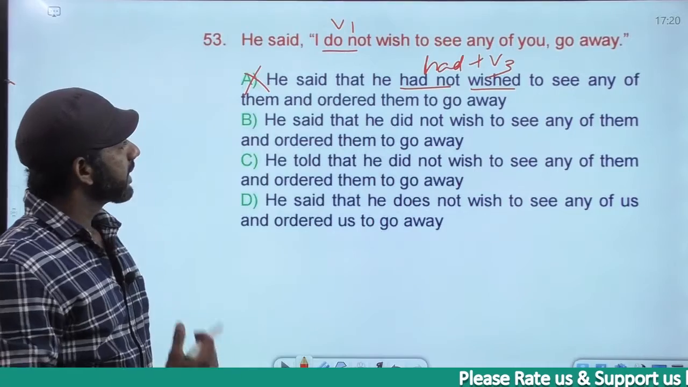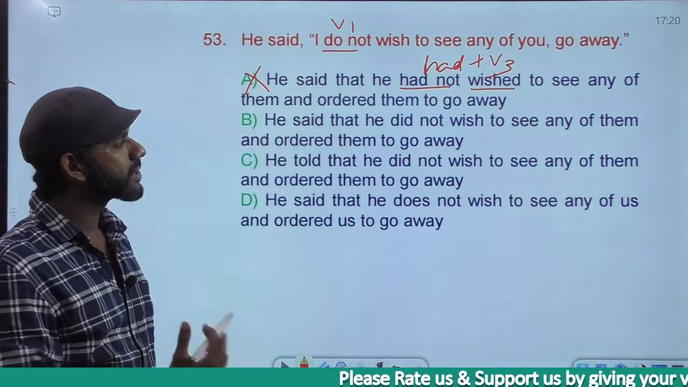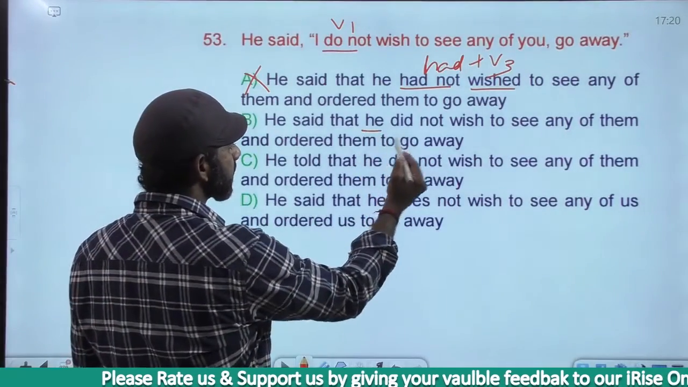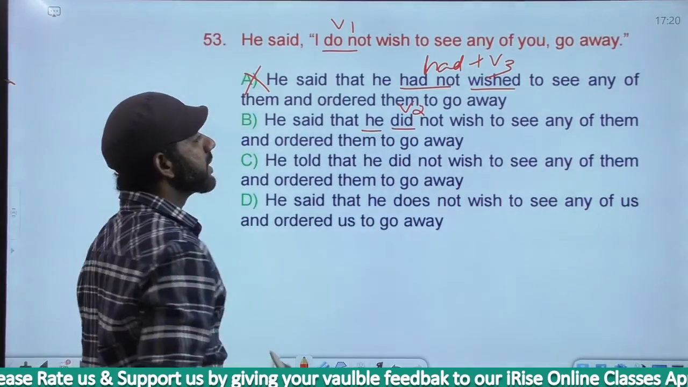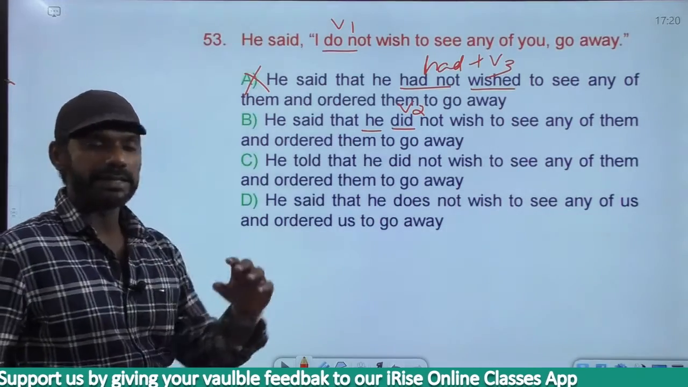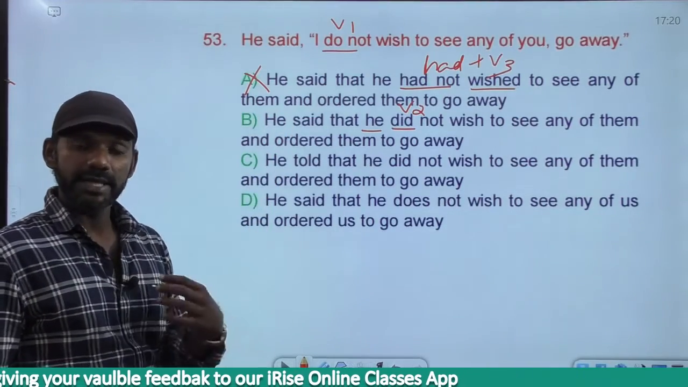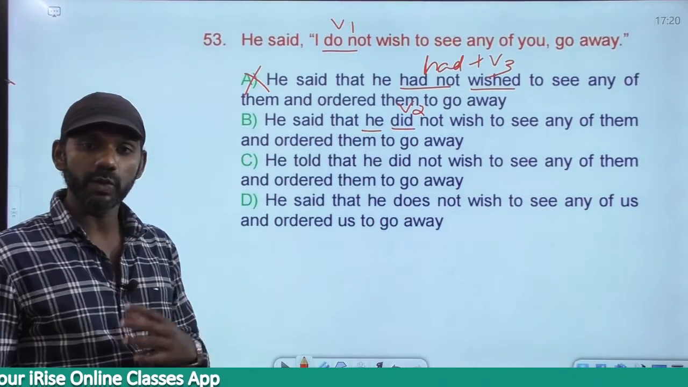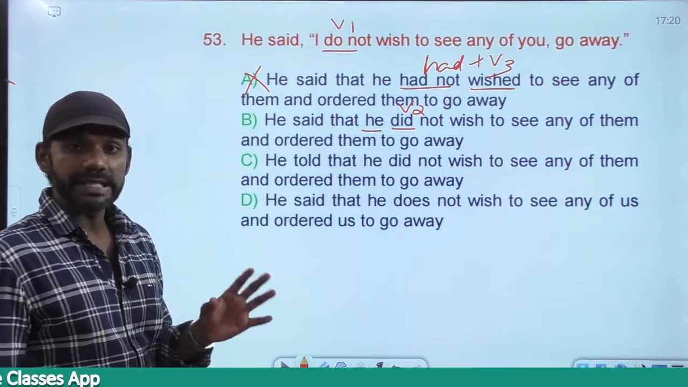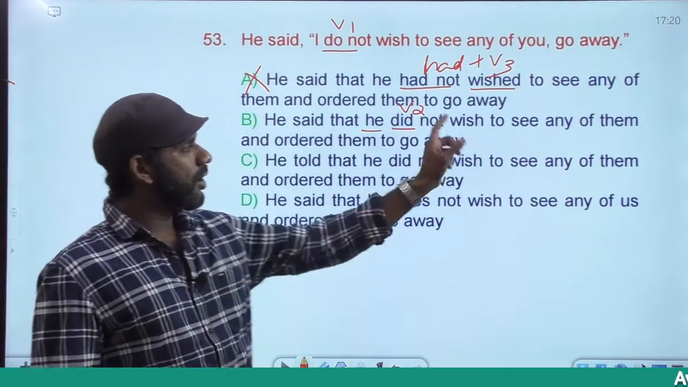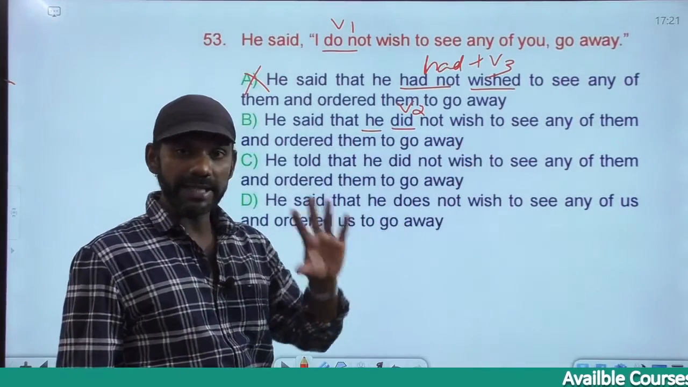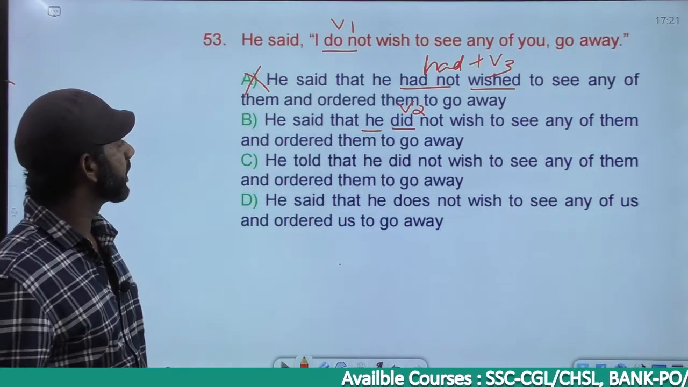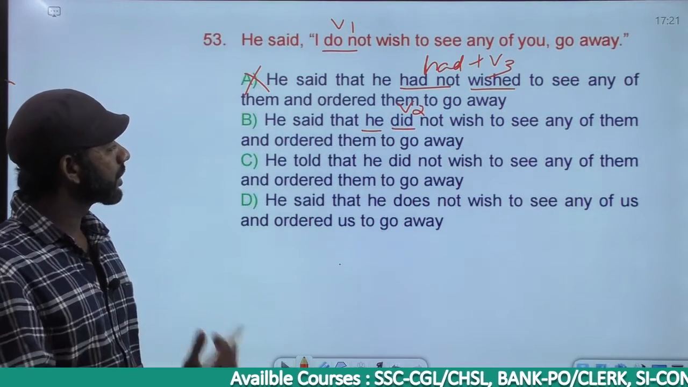Come to B. He said that he did not wish to see any of them. He did not wish to see. He is a subject here. Did is V2. Subject plus V2 is simple past. Simple present becomes simple past. Did not wished is a wrong usage because there's nothing like did plus V2 or did plus V3. It's always did plus V1 plural. Did not wish. Wish is V1 plural, so grammatically correct. He said that he did not wish to see any of them and ordered them to go away.